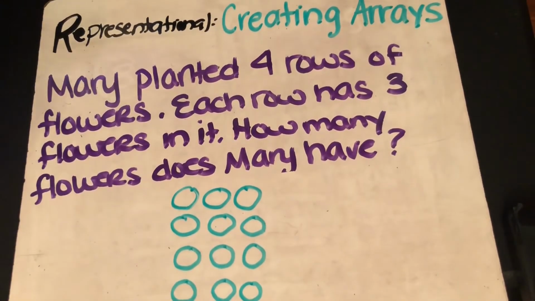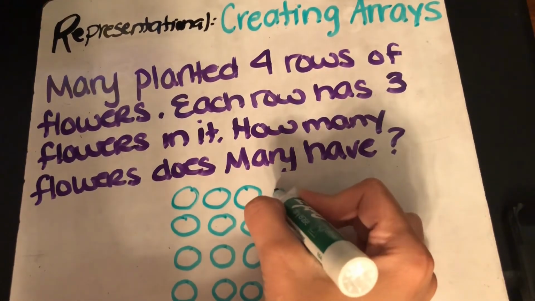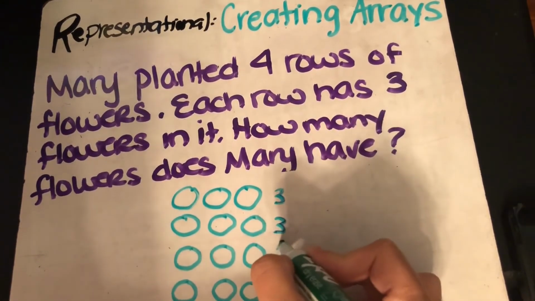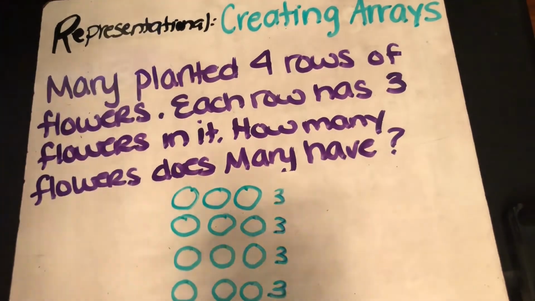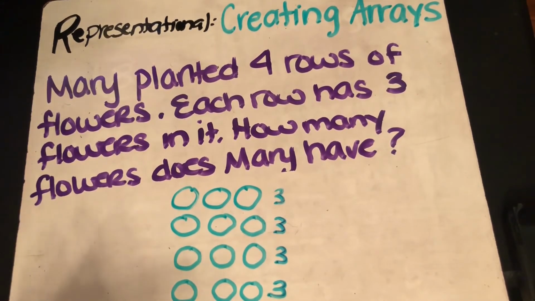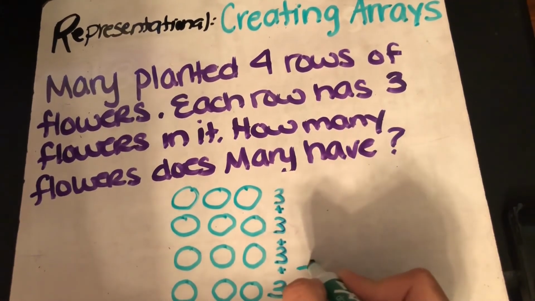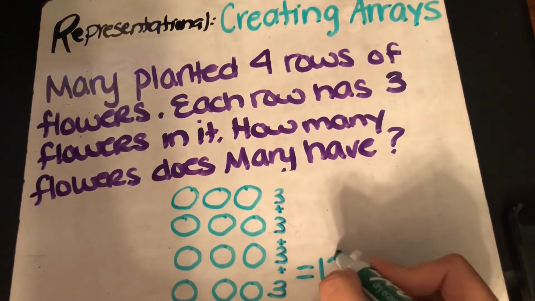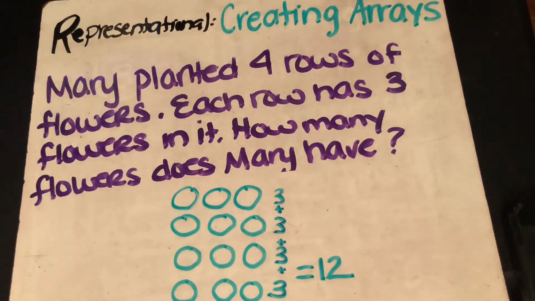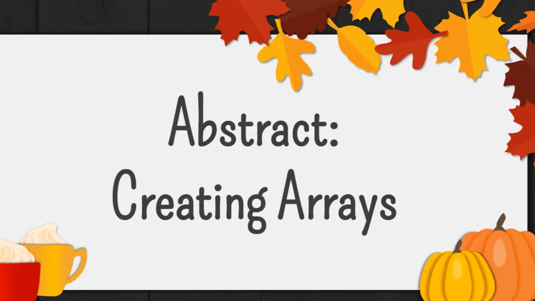So once again, we get the 3, 3, 3, 3 in each row. So we're going to do that repeated addition again. So 3 plus 3 plus 3 plus 3 equals 12. So this is the representational approach. Why do we keep doing the repeated addition? Well, it's something that's going to help our students when they get to 3rd grade using multiplication. Next, we will do the final approach, which is abstract.